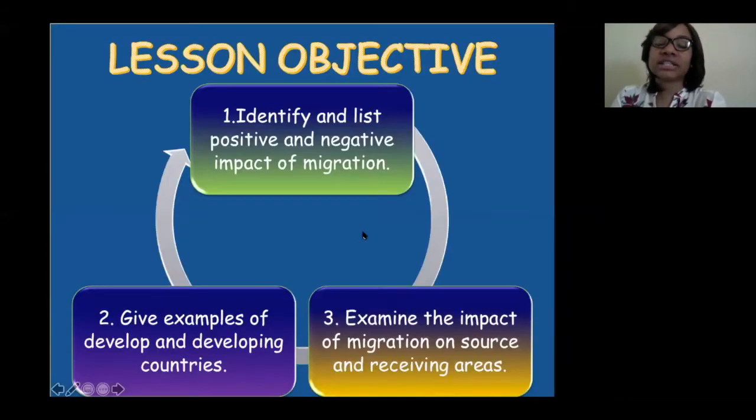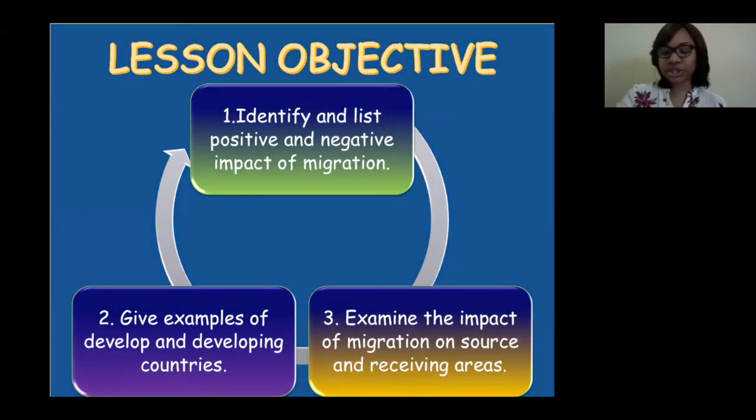Okay, so today, let's look at our objectives. Today, I intend to look at the consequences of migration. Our first objective: we're going to identify and list positive and negative impacts of migration. Number two, we're going to give examples of developed and developing countries. And number three, we're going to examine the impact of migration on source and receiving areas. Especially number three is what we're going to really focus our lesson on today.